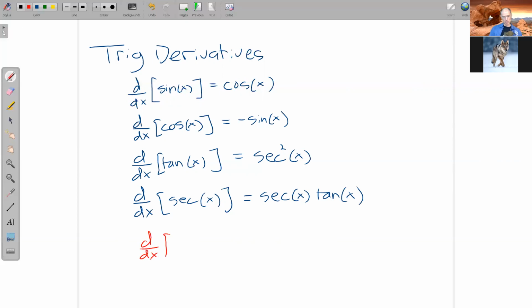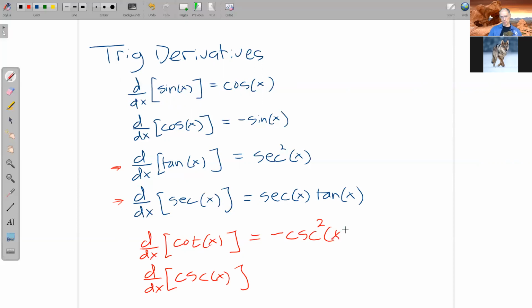Derivative with respect to x of the cotangent, and the derivative with respect to x of the cosecant of x. And it turns out they are pretty similar to these other ones here. So I'm just going to state them and not worry about proving them. Proving them is exactly the same steps as we went through for these 2 here. The derivative of the cotangent is the negative cosecant squared of x. Okay? So tangent, secant squared, cotangent, negative cosecant squared. See the kind of mirror images going on there?